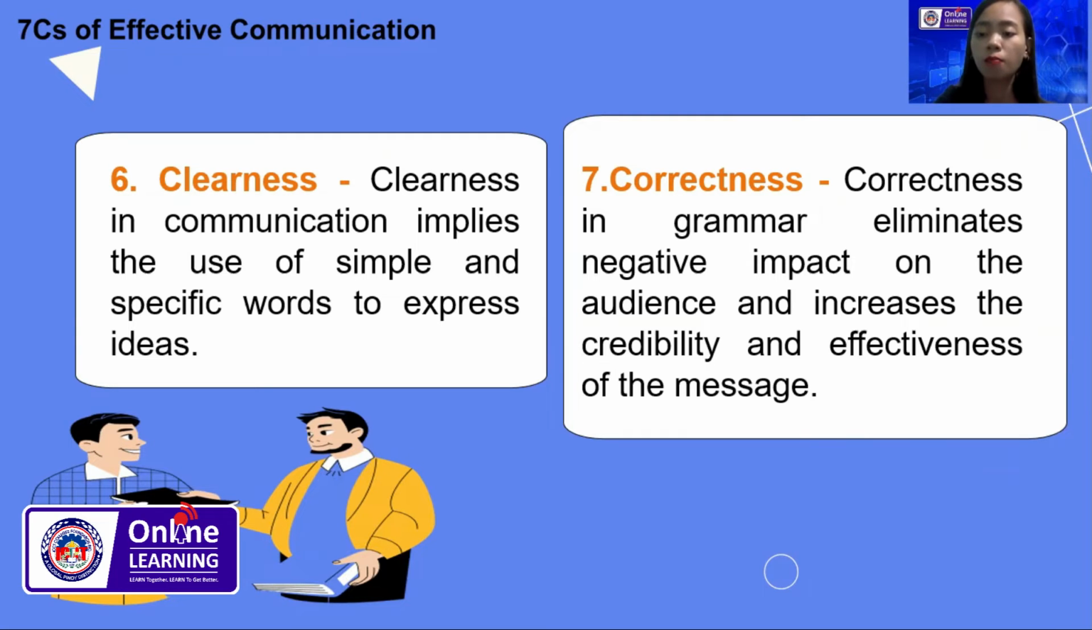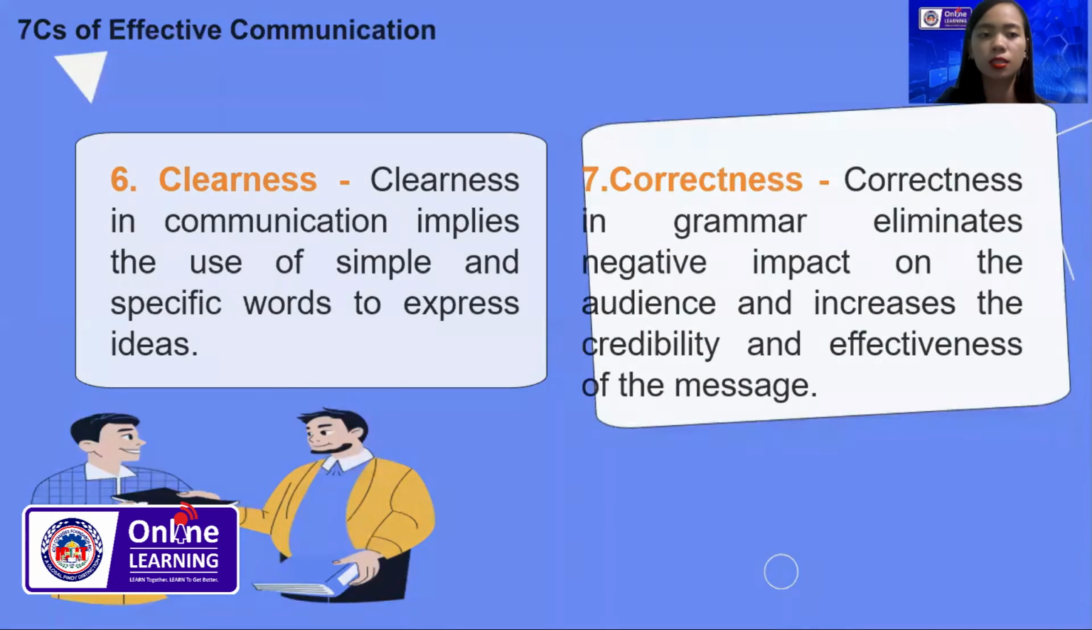So again, whenever you're going to communicate with people, always see to it that you're going to observe those 7 C's that we have. Because if not, miscommunication will be observed. And aside from that, you will not be able to get the intended meaning of the message that has been brought by the sender, or you, okay, as the receiver.